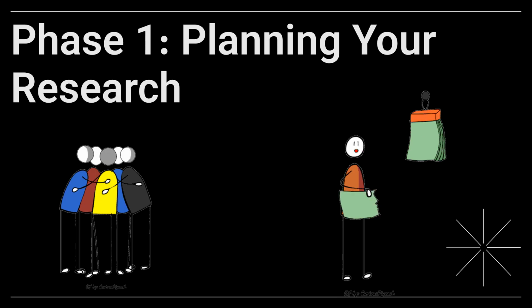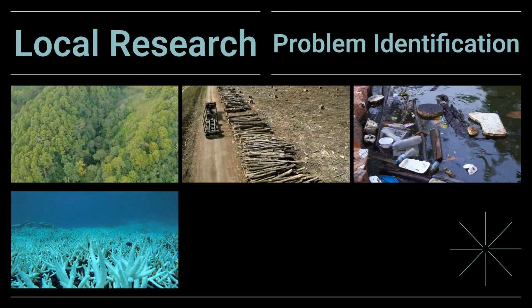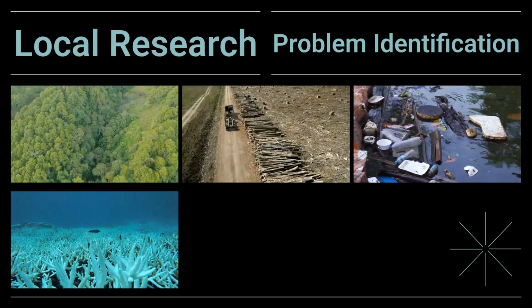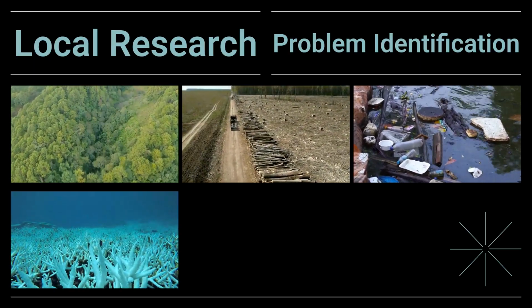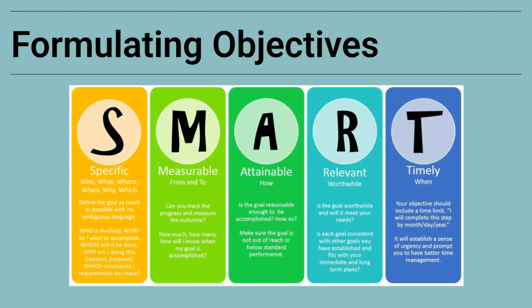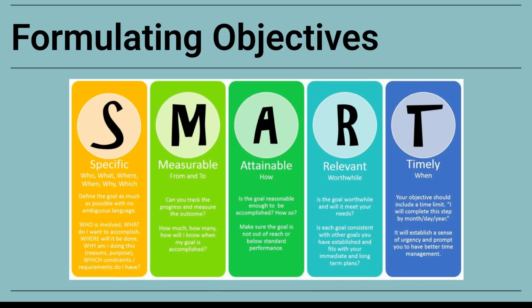Let's look at defining your project's scope and goals. Start local. Identify a problem in your nearby environment, perhaps deforestation in a forest, pollution effects on a river, or coral degradation in a coastal area. Your questions and objectives must be smart, specific, measurable, achievable, relevant, and time-bound. This clarity guides your entire project.